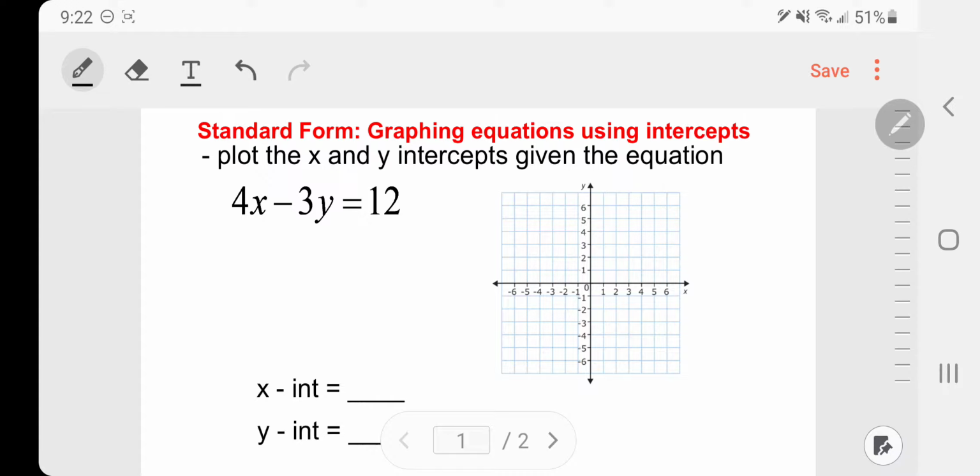The first method is how to graph using the x and y-intercepts. This is a method that you don't even have to use slope for. I know with point-slope and slope-intercept you've had to use the slope of the line. In this one you actually don't need to, because we're going to have our two points once we find our x and y-intercepts. So let's go ahead and start with finding the x and y-intercepts, which was in the prior video.